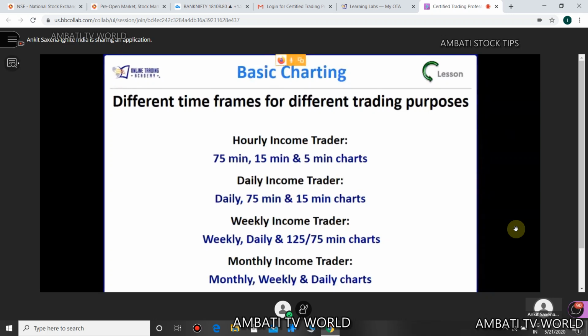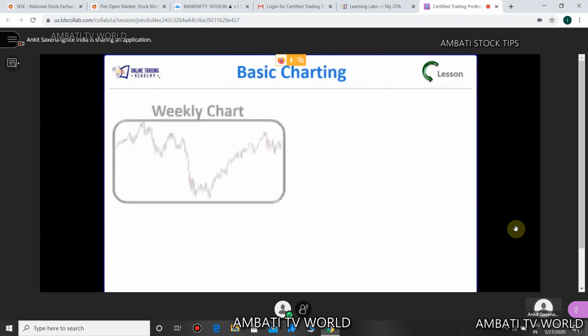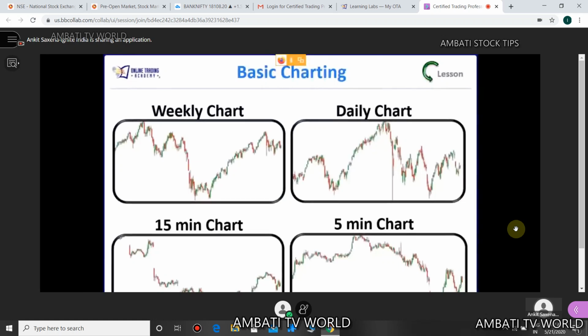These are the different time frames that we use on the price chart. We will be using these time frames while analyzing, depending upon the type of trader we are. Now, these are some of the charts here: weekly, daily, 15 minutes, and 5 minutes.